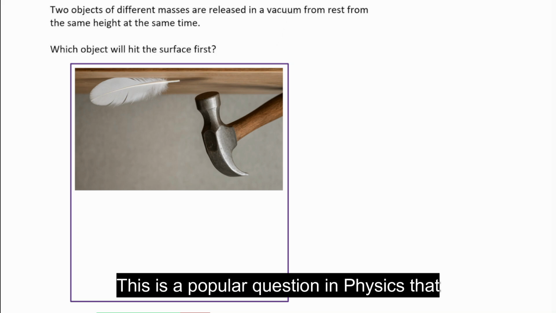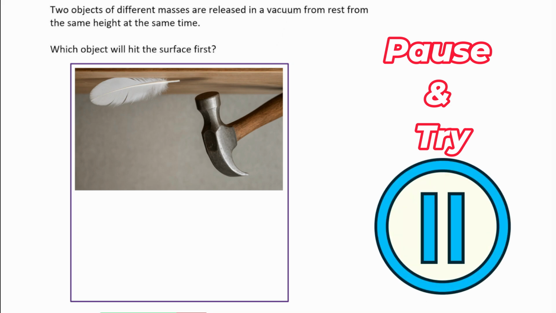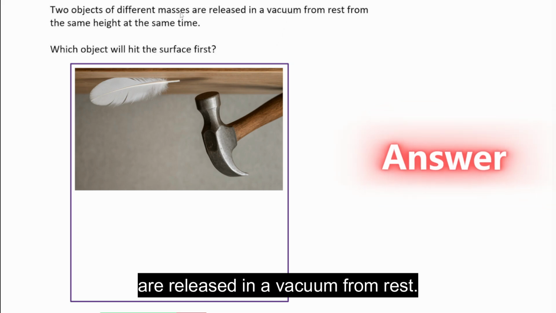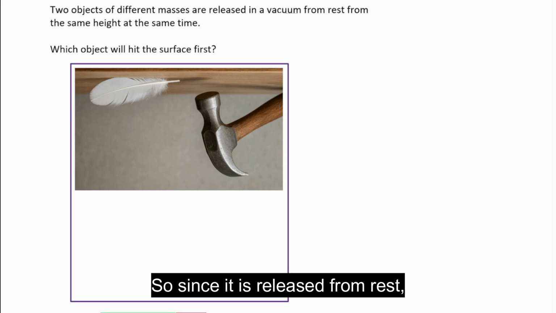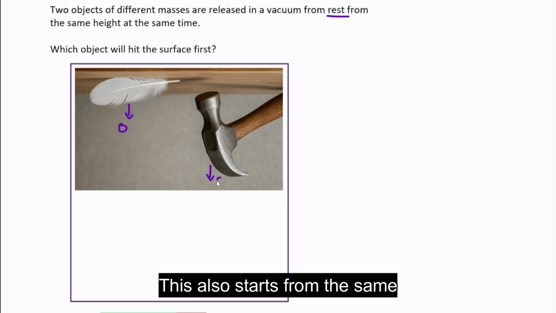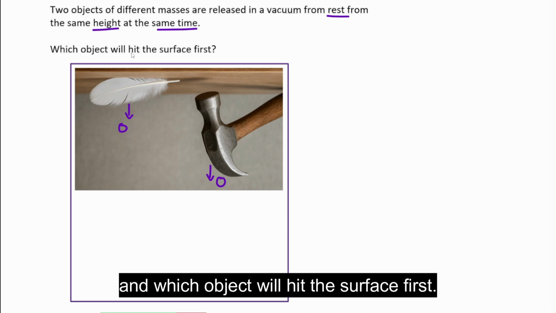This is a popular question in physics that you need to know at GCSE level. Two objects of different masses are released in a vacuum from rest. Since they are released from rest, we know the initial velocity is 0. So this starts from 0, this also starts from the same speed 0, and from the same height at the same time. So same height, same time, and which object will hit the surface first?